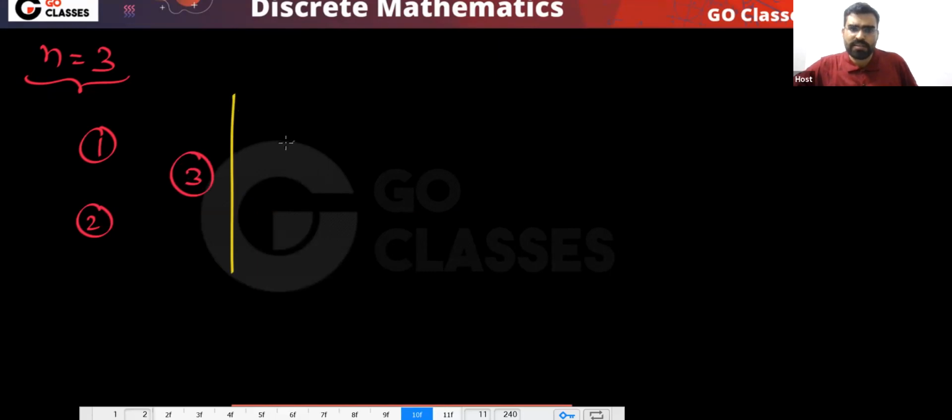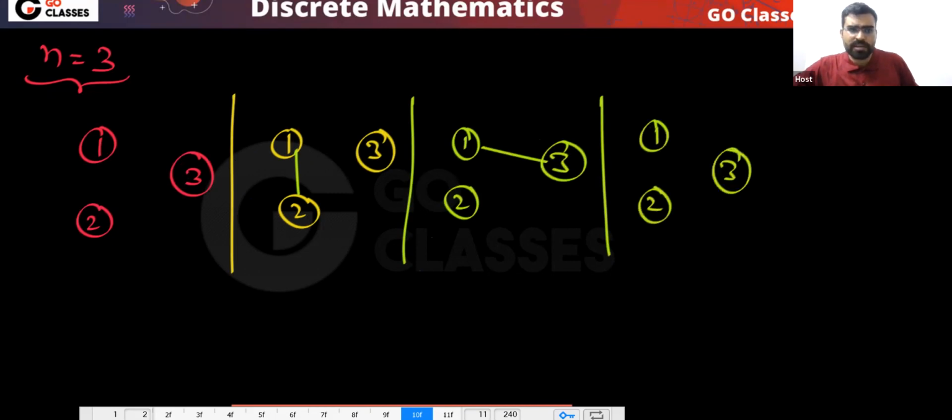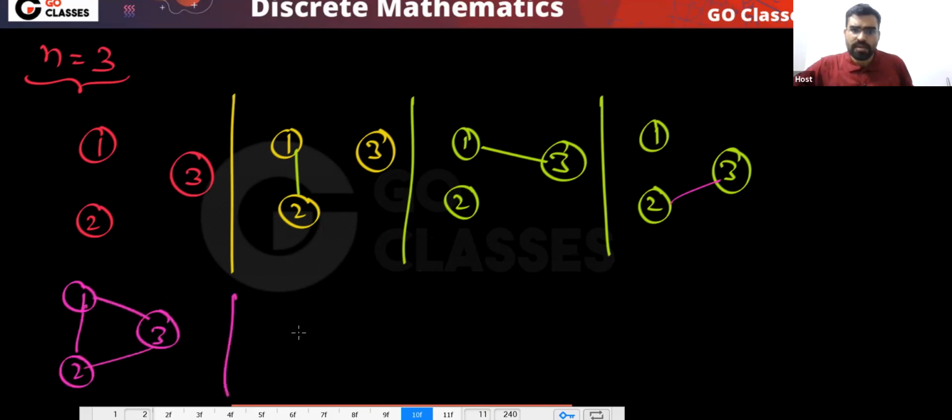For example, if you have n equal to 3, then total 3 vertices you have: 1, 2, 3. So how many graphs can you create? Either you can create this graph, or this graph, or this graph. We want labeled graphs, so we only want labeled graphs. Or maybe you can create this graph on 1, 2, 3, or maybe this graph, and so on.